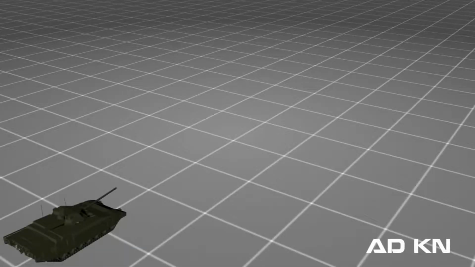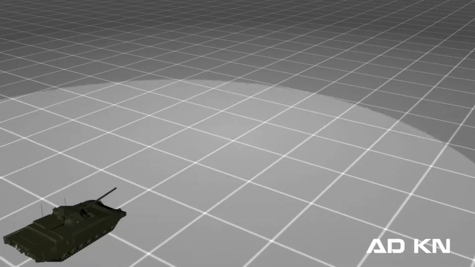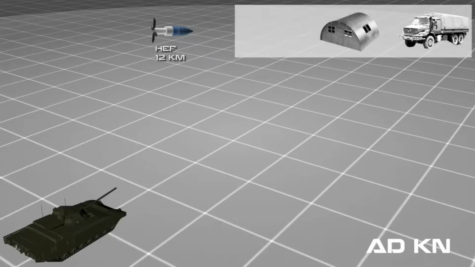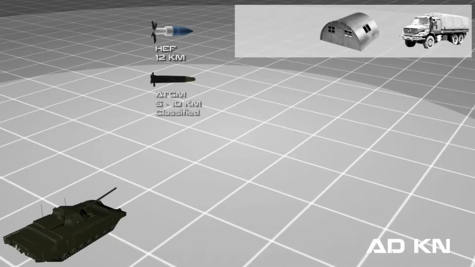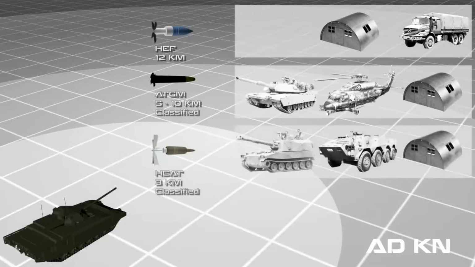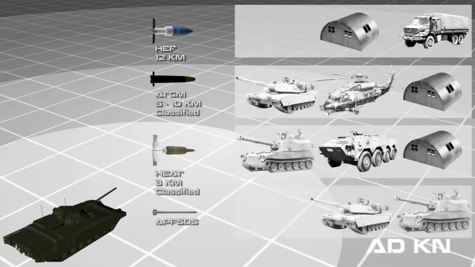The T-14 also uses a wide range of ammunition to ensure destruction of all enemy targets. The high explosive fragmentation shell, effective against manpower, concrete structures, and light armor. The guided missile, effective against heavily armored targets, as well as low-flying helicopters. The HEAT shell, effective against armored vehicles and reinforced structures. The armor-piercing sabot round, effective against modern tanks, heavy, and medium armor.